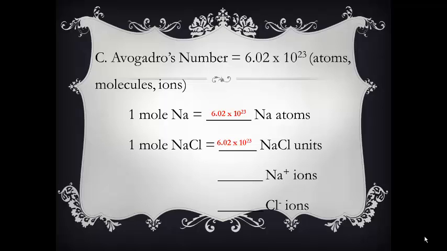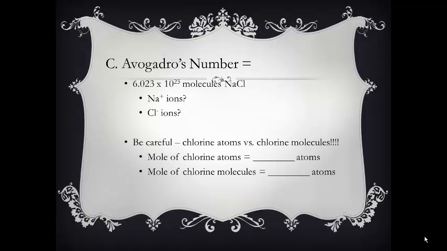So how many ions are present in a mole of sodium chloride? If you said Avogadro's number, you are correct. If you did not, you're wrong. But that's why we're reviewing. 6.02 times 10 to the 23. Now why? That's a good question.